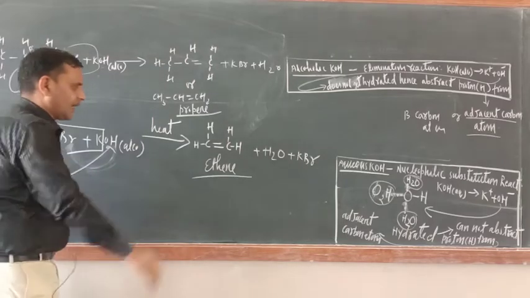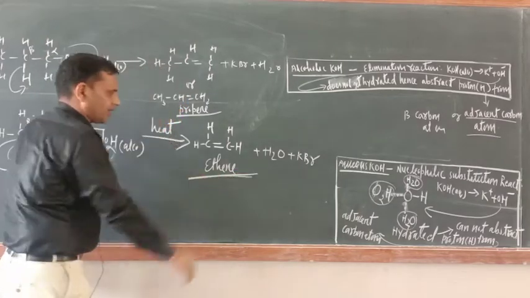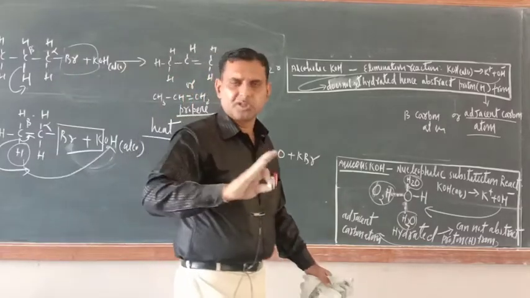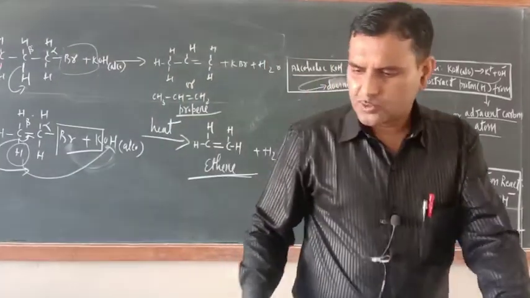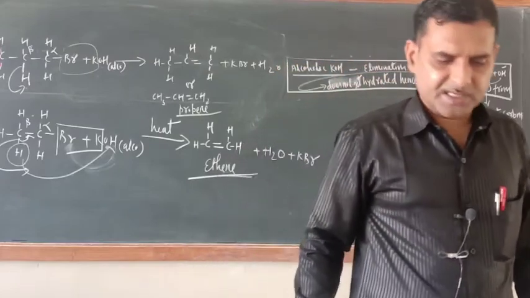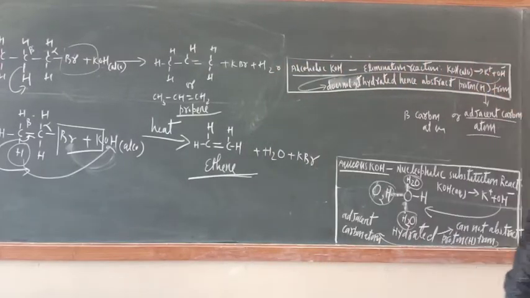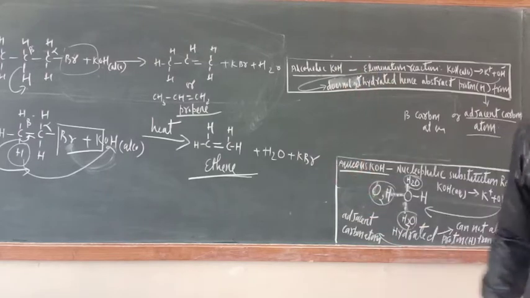Okay, no problem at all. This is ethene and here propene. So up to here I don't think any problem is there. So the elimination reaction main product is alkene. Now do another thing. Now this is 1 degree alkyl halide.